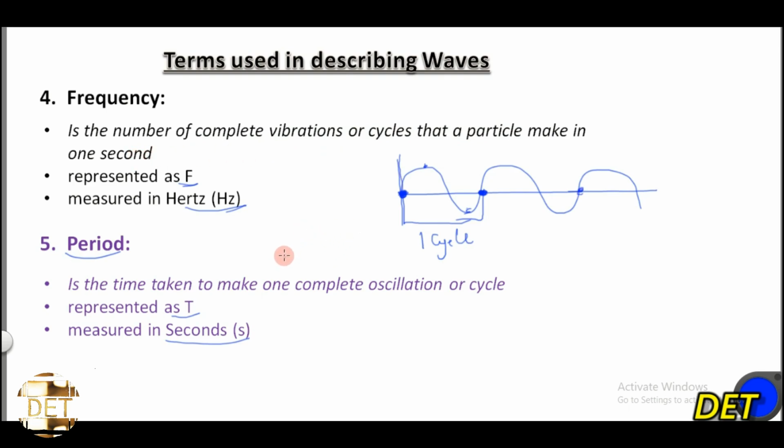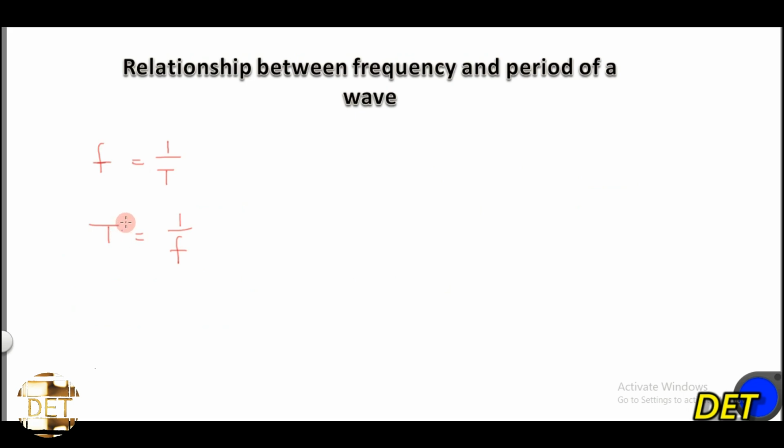Again, the time taken to make one complete oscillation or cycle is the period, while the frequency is the number of cycles that the particle makes in 1 second. Having known all this, it's very important that we know the relationship between frequency and period, right? So the relationship is f, which is frequency, equal to 1 over T, which is the period, or T equal to 1 over f.